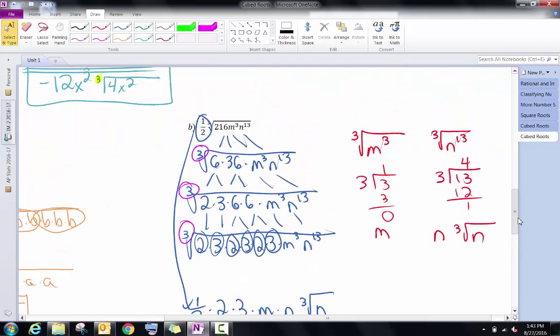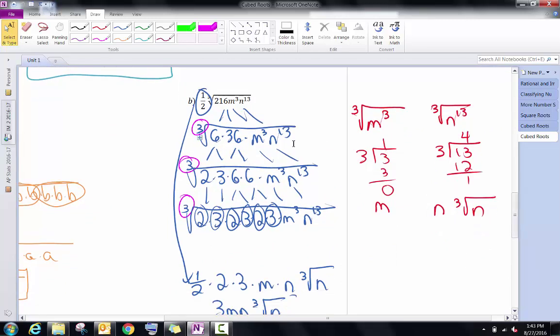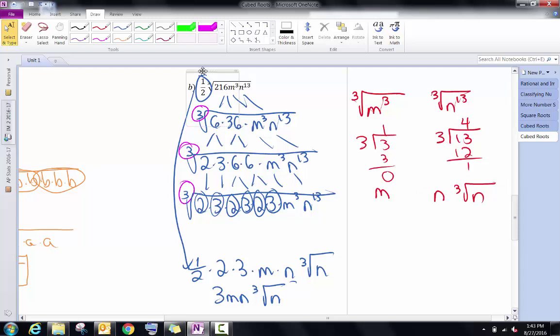Let's look at one more example. So we have 1/2 the cubed root of 216 m cubed n to the 13th. So we bring the 1/2 down to the bottom, and then we just keep working with the other stuff. 216 is 6 and 36, 6 is 2 and 3, 36 is 6 and 6. 2 and 3 are prime, but 6 and 6 give me 2 and 3, 2 and 3. I have my m's and n's, and I'm not going to write them all out this time because that's a lot, so I'm just going to divide them, and we'll talk about that in a second. So I have a group of 2s, so I bring out a 2. I have a group of 3s, I bring out a 3. So I have no numbers left over. So I have 1/2 times 2 times 3 gives me 3.